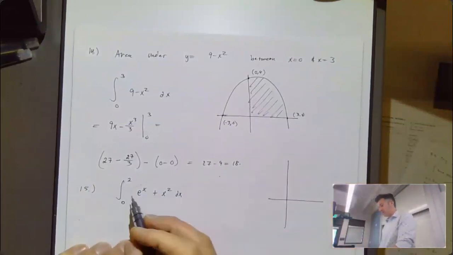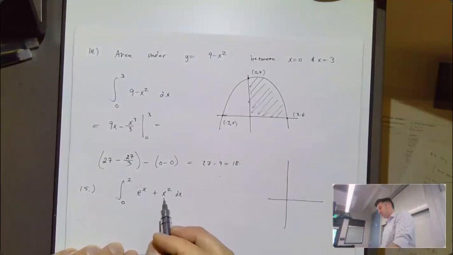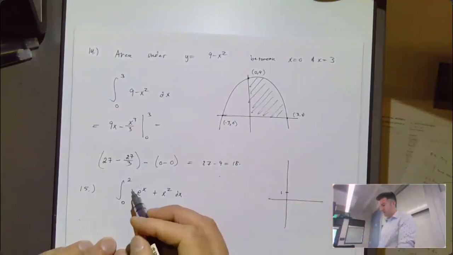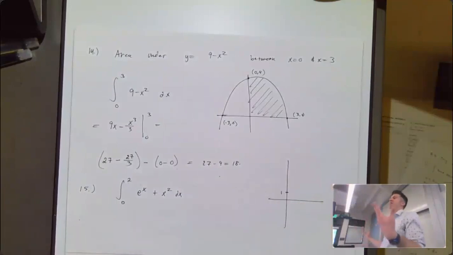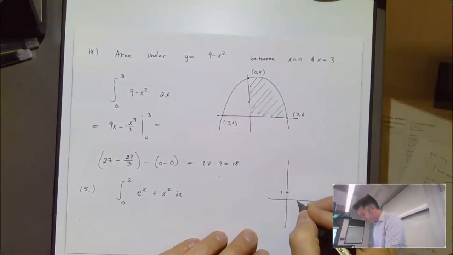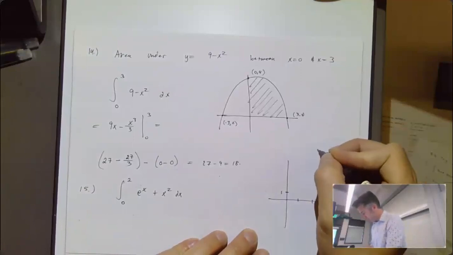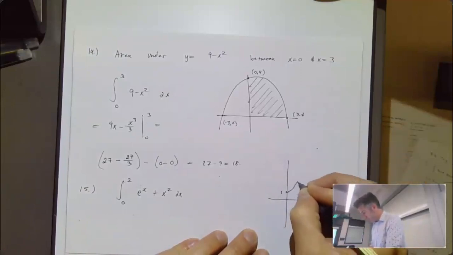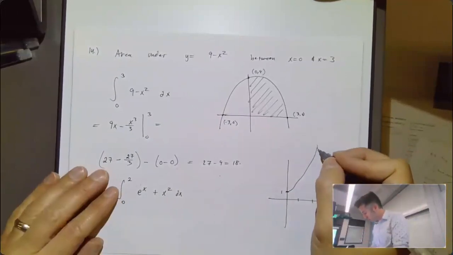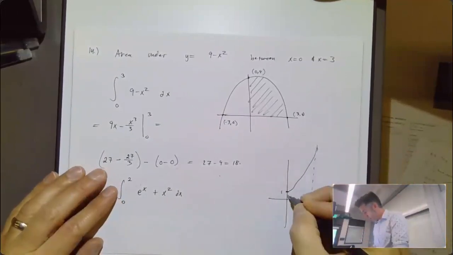I know if I plug in 0, e to the 0 is 1. 0 squared is 0, so I get 1. And then when I plug in 2, e squared is close to 8, like 7.8 something, I think. So I get 8 plus 4, 12-ish. So when I plug in 2, I'm getting very large up here, 12. So it's probably doing something like that. I'm just making it up. But that's the area I'm trying to calculate.